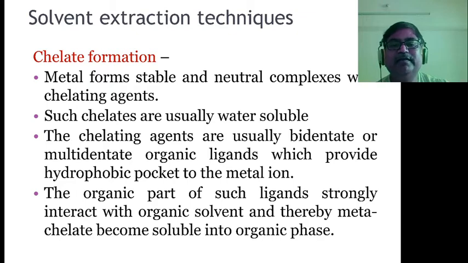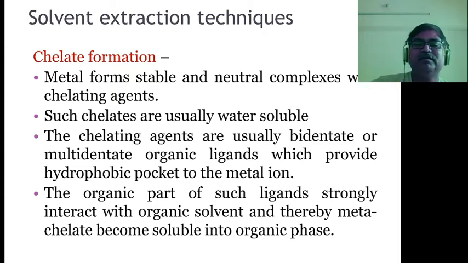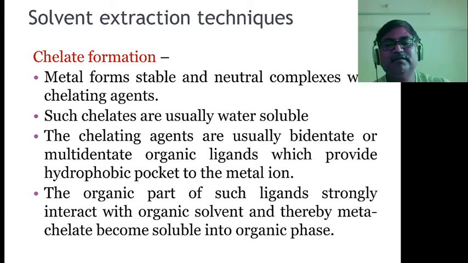Then, majority of chelating agents are usually bidentate or multidentate organic ligands. First we see what is bidentate. Those chelating agents which have a tendency to form two bonds, or coordinate bonds, with metal ions of the same type in the solution, we can call bidentate. And most of them are having tri, tetra, hexadentate tendency.